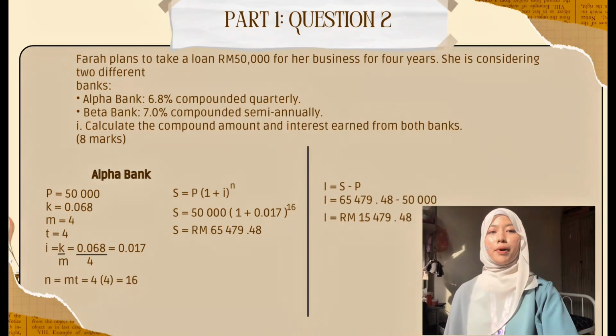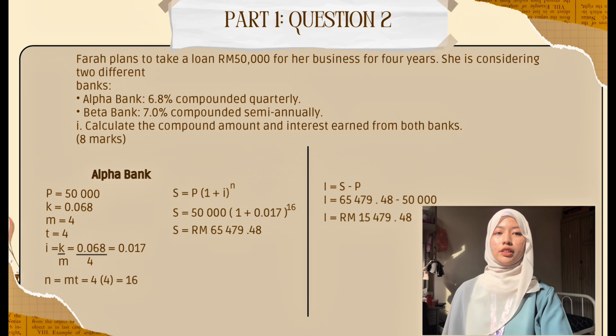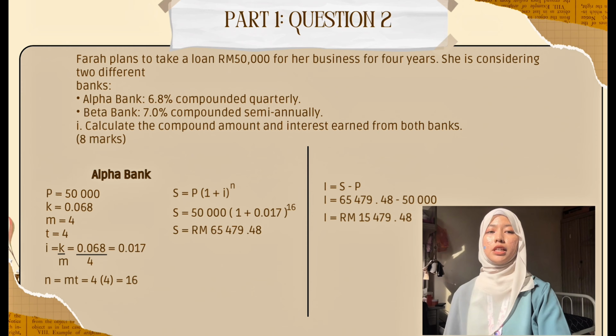Alright. Part 1, question 2. Farah wants to borrow 50,000 ringgit for her business for 4 years. She is comparing two banks. Alpha Bank with 6.8% interest, compounded quarterly. Beta Bank with 7% interest, compounded semi-annually. I will explain the calculation and compare both banks.